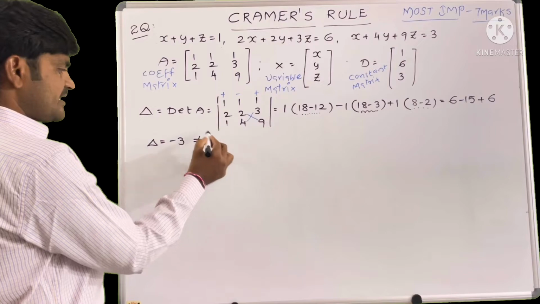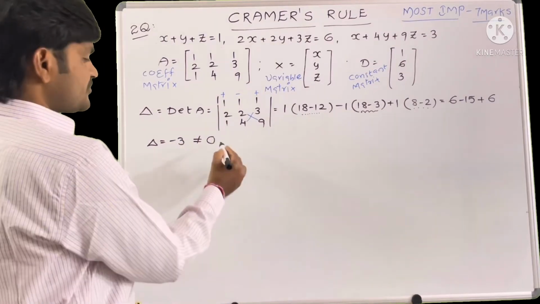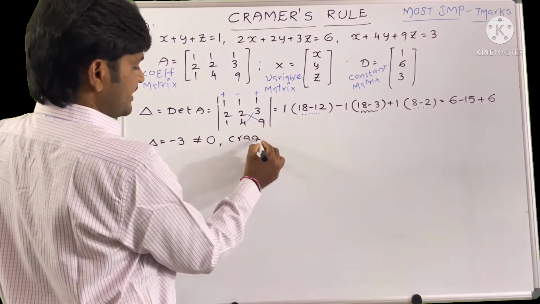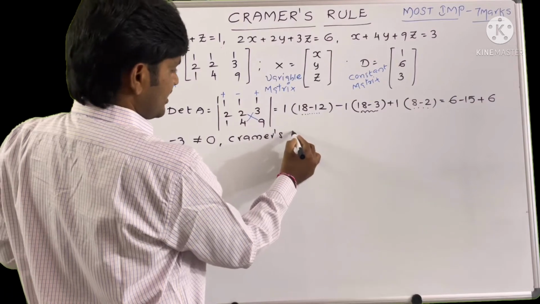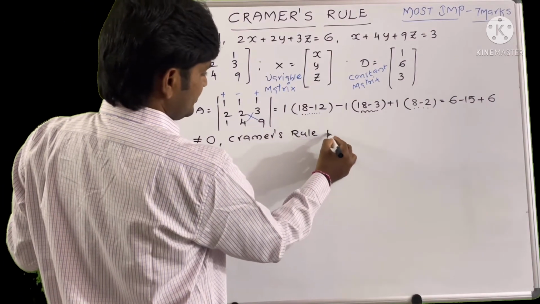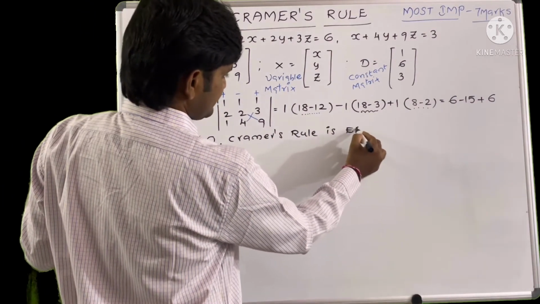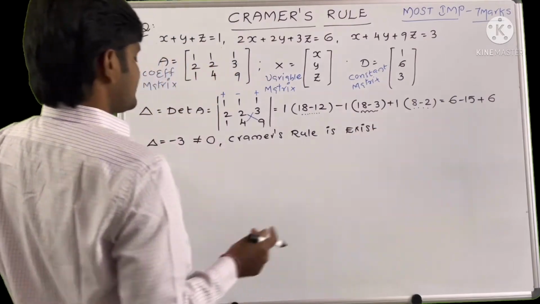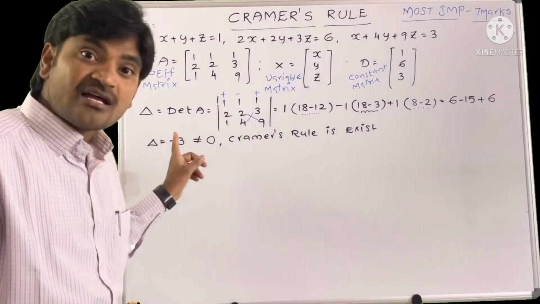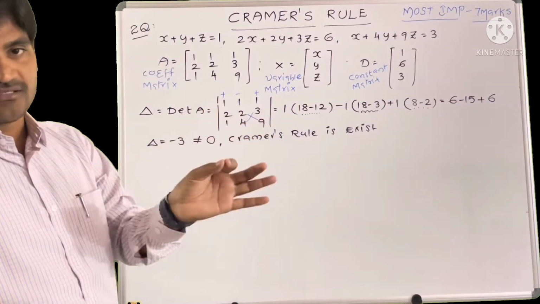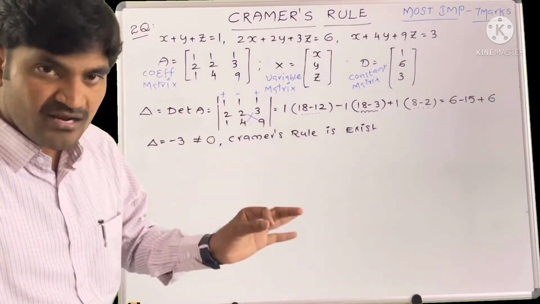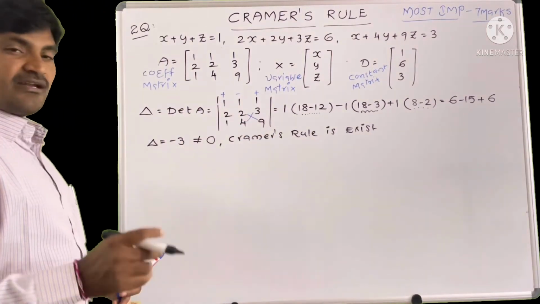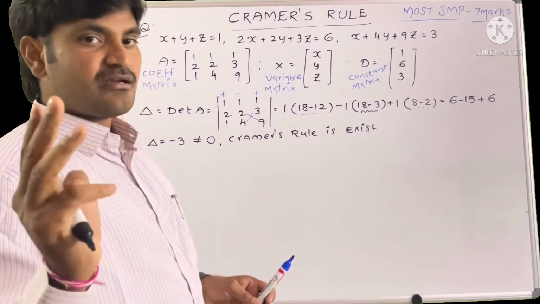Clearly this number is not equal to 0, so Cramer's rule exists. I already told you that whenever delta value is not equal to 0, Cramer's rule exists; otherwise Cramer's rule does not exist. And now we find delta 1, delta 2 and delta 3.